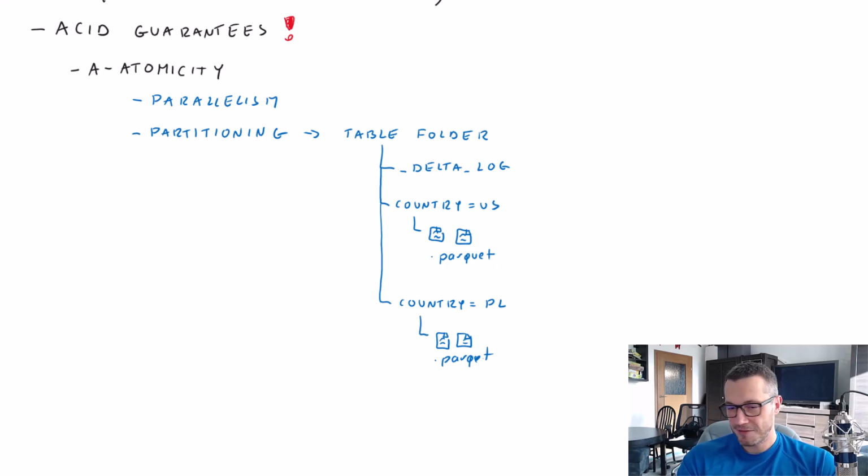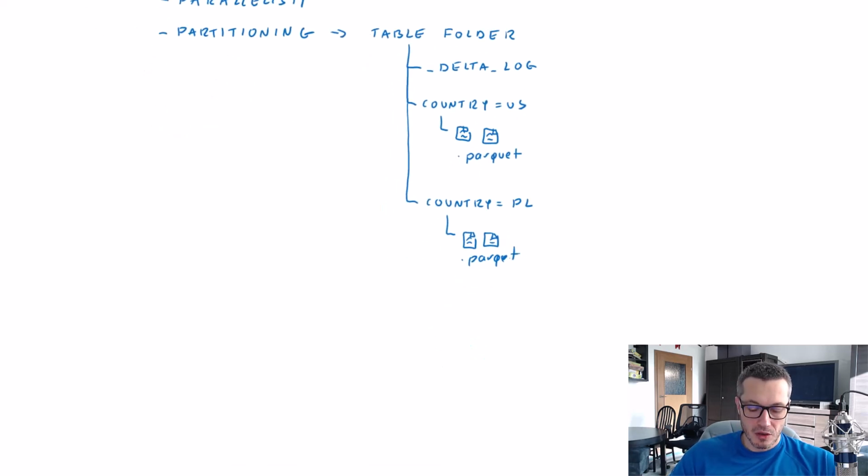So, okay, if in the middle of the process something bad happens, no problem. We would have those additional Parquet files, but there won't be any commit in the log. So those new Parquet files would just be ignored. So our data would always be consistent, and that's very, very important. All right, so that was A for atomicity.